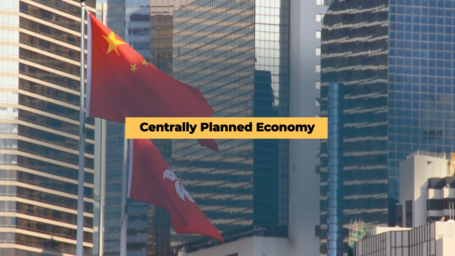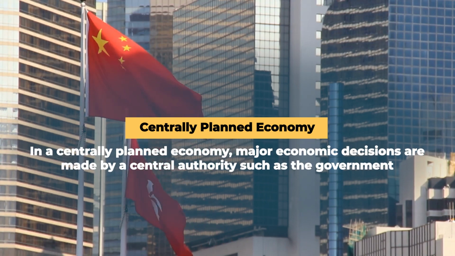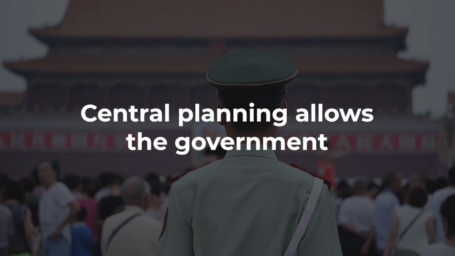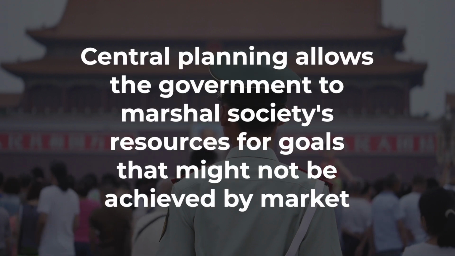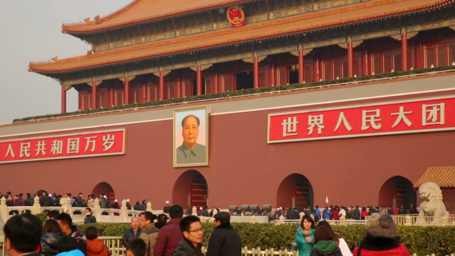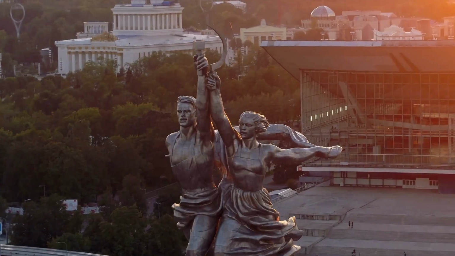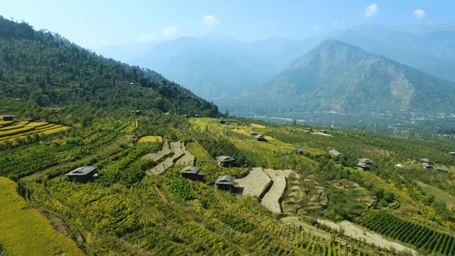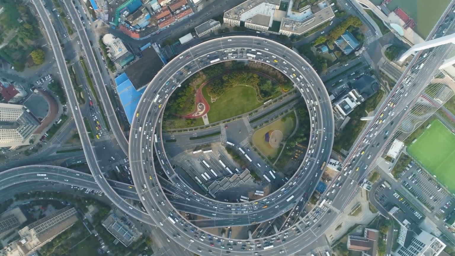In a centrally planned economy, major economic decisions are made by a central authority, such as the government. Central planning allows the government to marshal society's resources for goals that might not be achieved by market forces alone. Central planning is commonly associated with socialist or communist forms of government, best known from the Soviet Union. But the results were not as envisioned. The infamous Great Leap Forward and the Cultural Revolution led to economic hardships and widespread hunger and lack of food.